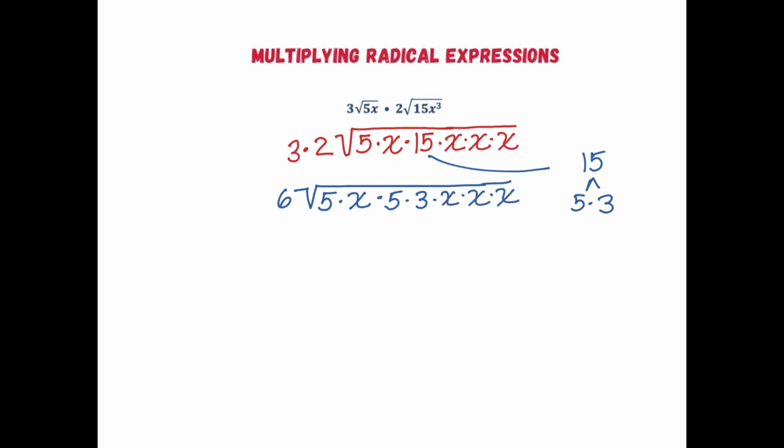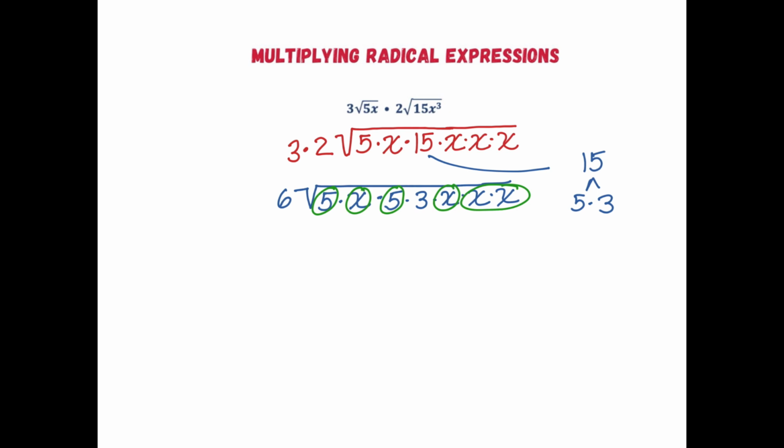Now, even though these two terms were simplified before we multiplied them, by multiplying them, we can see we end up with some more perfect pairs. So 5 and 5, x and x, and then another pair of x's. So just like with the numbers, we're going to do the same thing with the variables. I'm going to first look for those perfect square pairs.